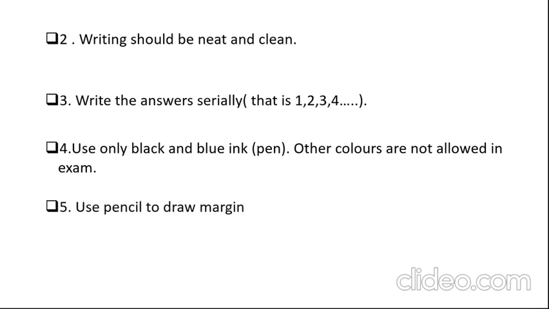Number 5, use a pencil to draw the margin. I saw most of the students drawing their margins with a pen. Do not do this. If you draw the margin, use a pencil.